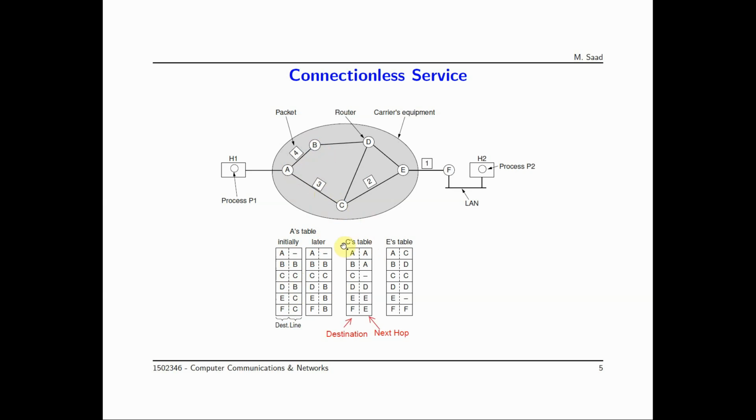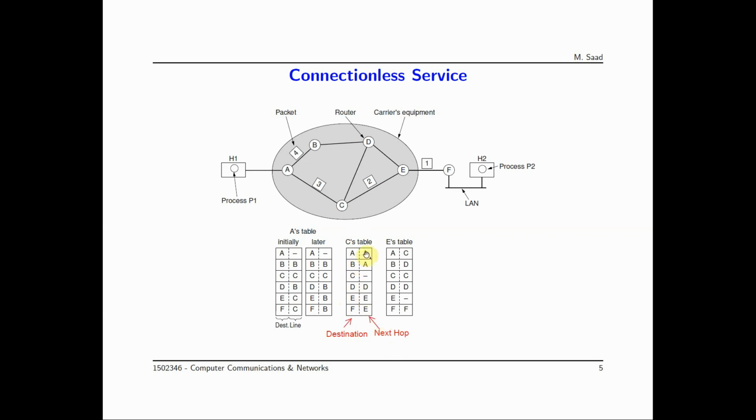Let's have a look at the table for C. So router C has a similar table. In the left column, we have the set of all possible destinations, A, B, C, D, E, and F. Of course, C is the one which is not relevant because this is the table for C. So this is the left column, all possible destinations. And in the right column, we have the preferred next hop towards each one of these destinations.